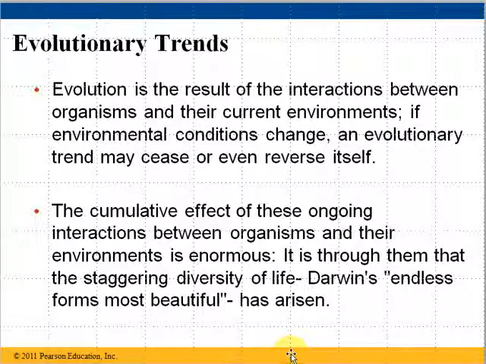The cumulative effect of all of these ongoing interactions between organisms and their environment is enormous, and we have seen some major changes in the history of life on Earth, and it's through these changes that we have this staggering diversity of not only the existing life but the past life, this diversity that Darwin called the endless forms most beautiful.